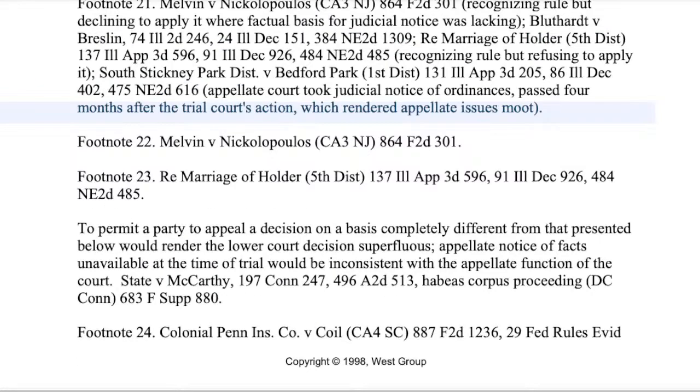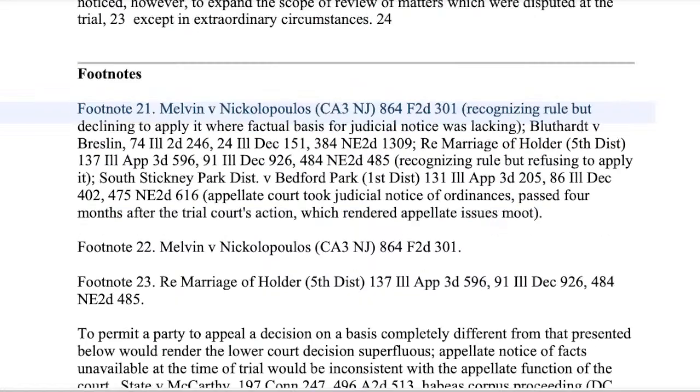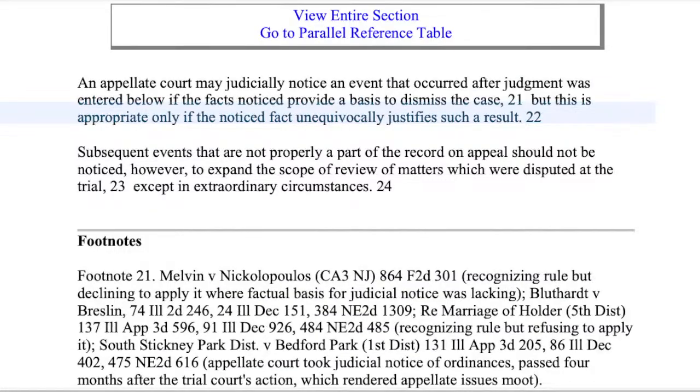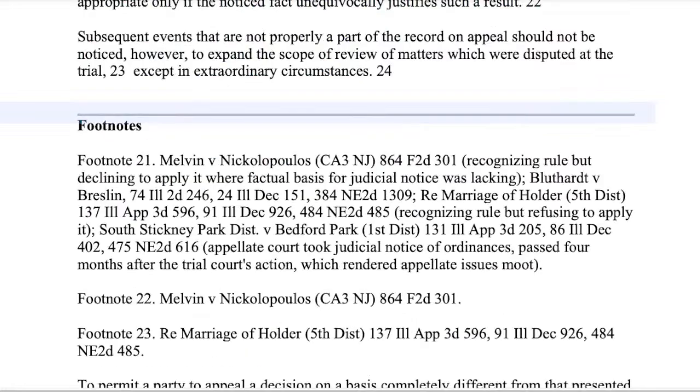24 is an extraordinary circumstance. Colonial Penn Insurance versus Coyle. So that's it: subsequent events that are not properly part of the record on appeal should not be noticed. However, to expand the scope of matters which were disputed, except in extraordinary circumstances. Wow. I wonder what those could be.